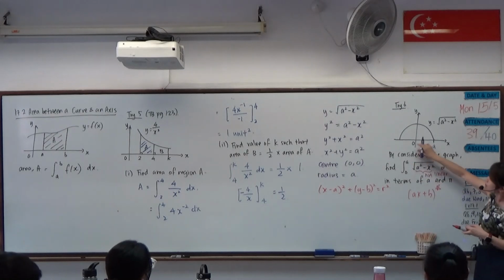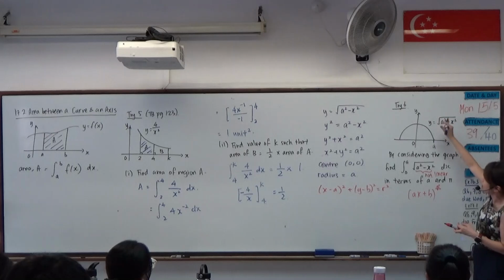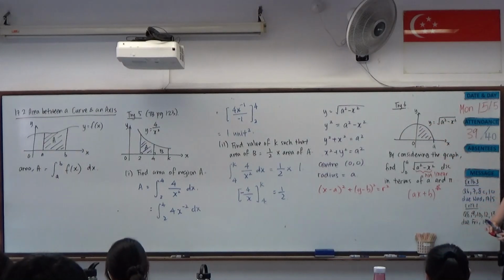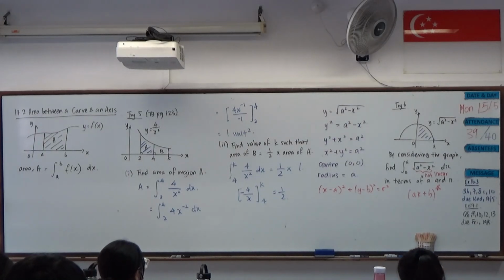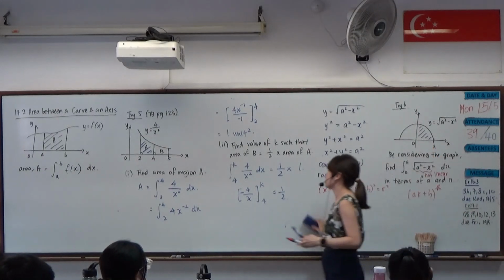So we are bounded by the line x equals to 0 and the line x equals to a. So we are looking at this area itself. Okay, so we're not looking at the entire semicircle, but only this quarter circle. Okay?